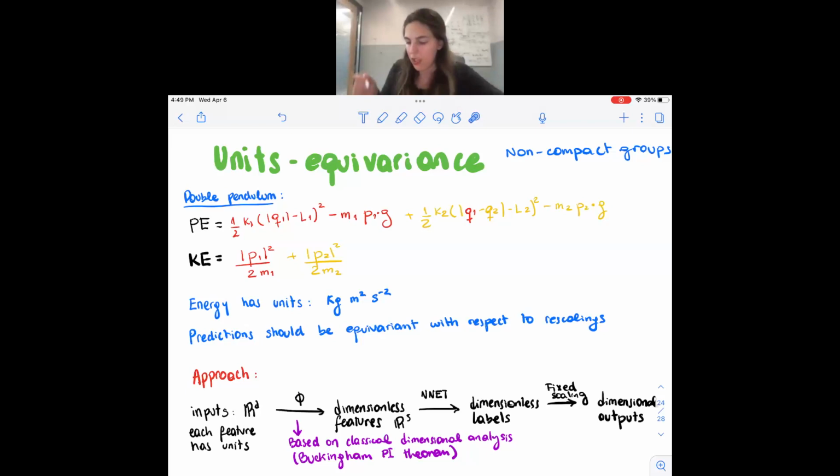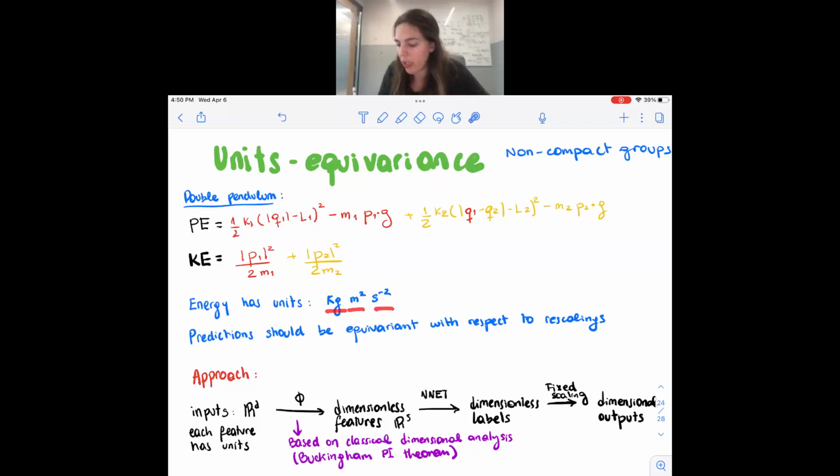In the example of the double pendulum that we had before, there is the potential energy and the kinetic energy, and then there's the Hamiltonian, which is the sum of these two things. Say you want to predict the Hamiltonian. The Hamiltonian has units, which can be seen as joules, for instance. You can choose any basis for the units that you want, but say you're using the standard unit system: kilograms, meters squared divided by seconds squared.